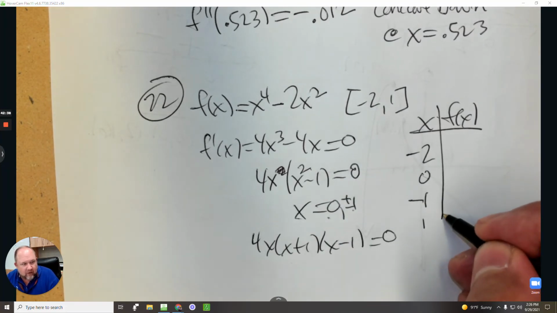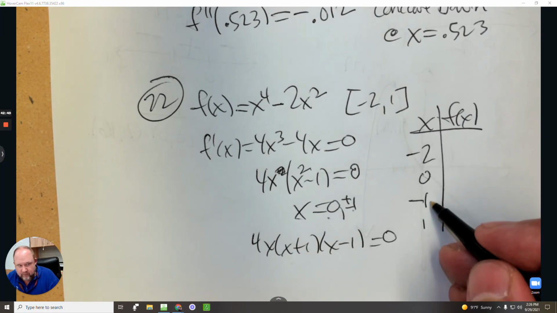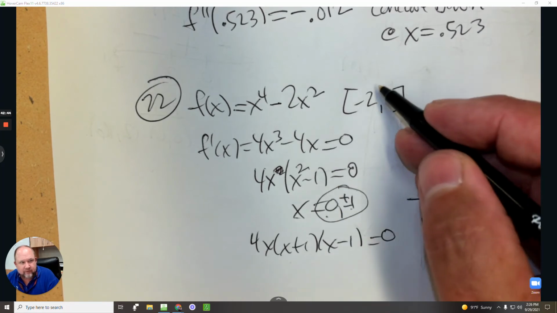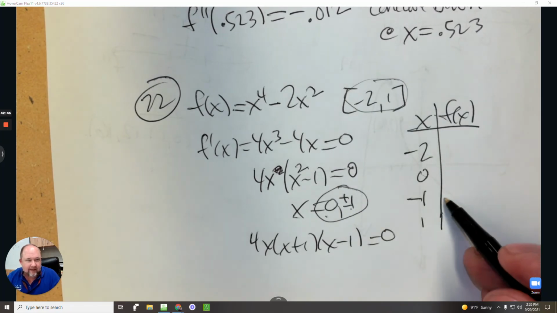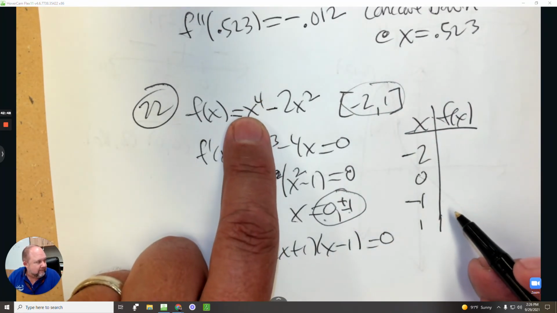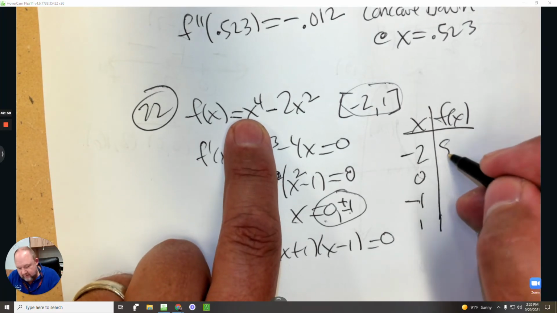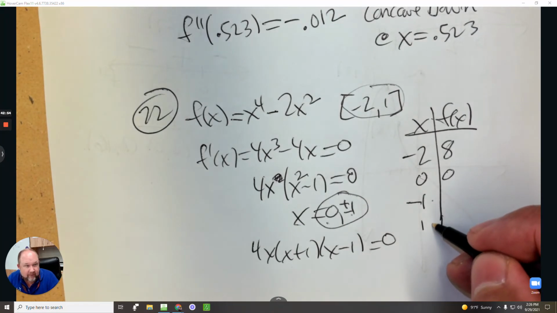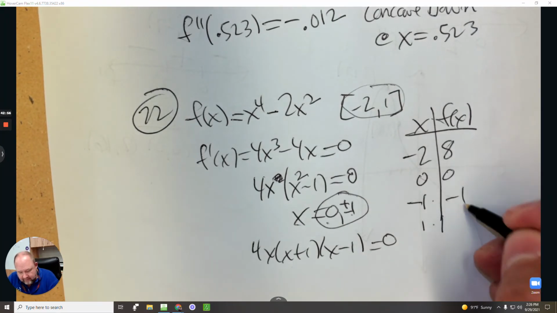So those are all the numbers: positive and negative 1, 0, and negative 2. So the critical numbers and the endpoints, each one we're going to plug into here. Negative 2 gives you the answer 8. 0 gives you 0. Negative 1 and positive 1 give you the same answer, which is negative 1.